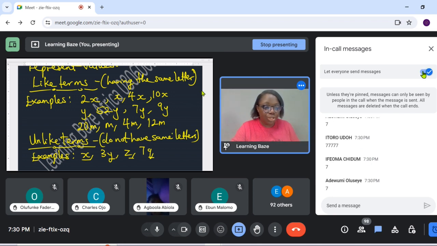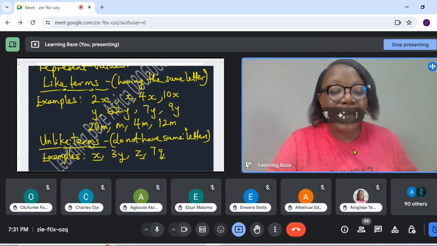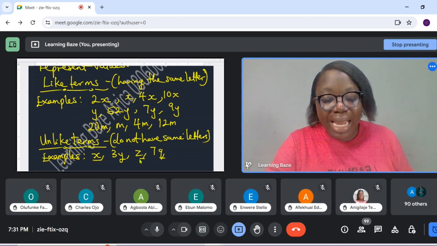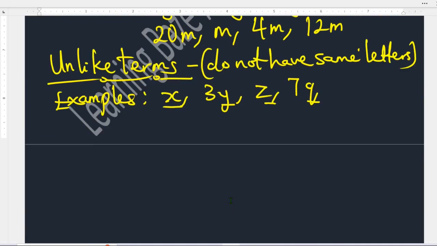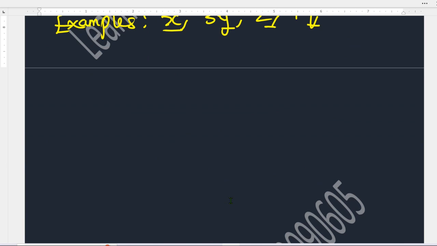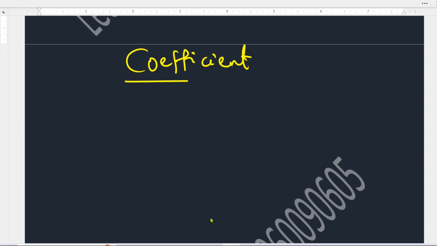Okay, good. So the comment section is closed. We have been able to learn what we know as like terms and unlike terms in algebra. Now let's move on. Before we move to solving equations, we need to learn what we know as coefficients. Now look at my screen.